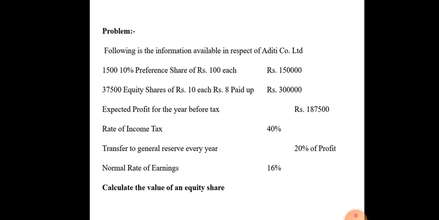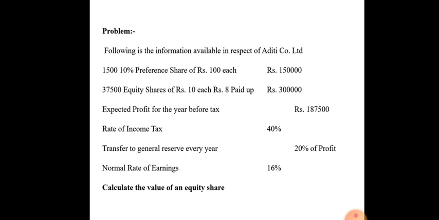Next, expected profit for the year before tax, rupees 1,87,500. At the end of the year, they got a profit of rupees 1,87,500 before paying the tax or any reserves. It is the total profit, not the net profit. Now see the rate of income tax, it is 40%. Out of this profit, we have to pay income tax at 40%.